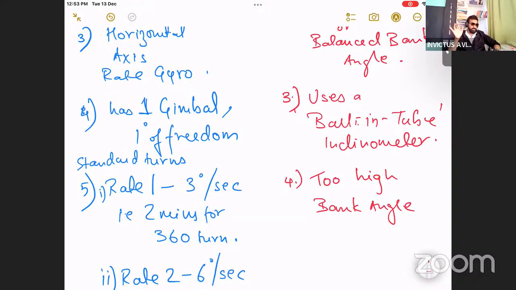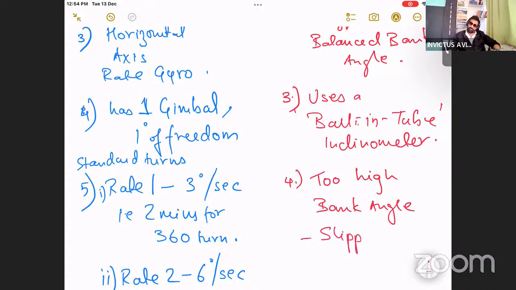Too high bank angle. Is it slipping in, slipping out, skidding in, skidding out? So first thing, slip will always be in. Slip means in. Slip cannot be out. Second thing, skid can never be in. Skid will always be out. So two options are gone. So slipping in, skidding out. Manan, what's your guess? Slipping in. Too high bank angle, slipping in.